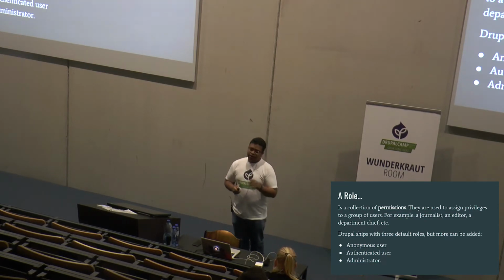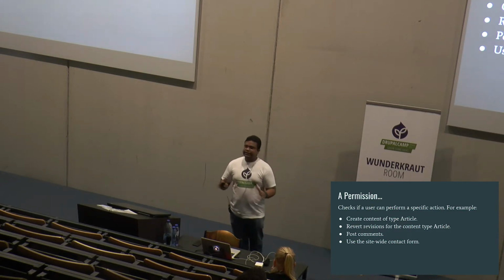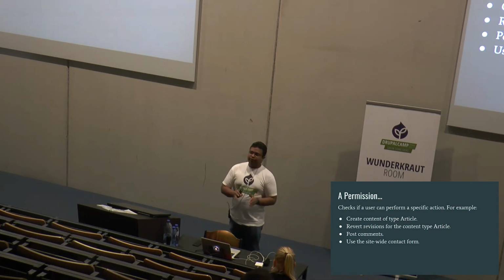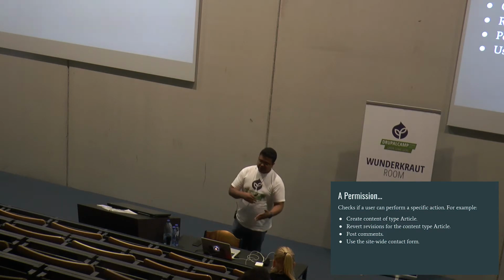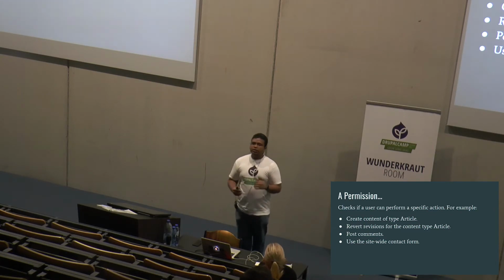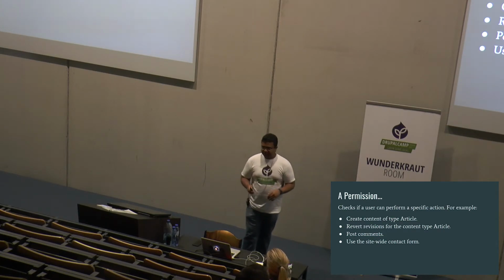A role being a collection of permissions, what is a permission in itself? A permission is just a check. Can someone perform one specific action? For example, can they create articles? Can they revert revisions? Can they post comments? Can they use the site-wide contact form? And so on. You will get literally at least 100 permissions in Drupal core alone.